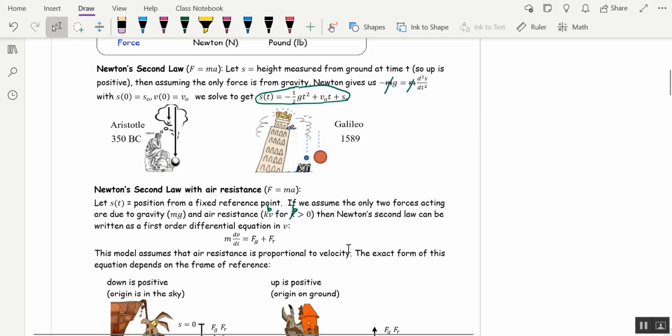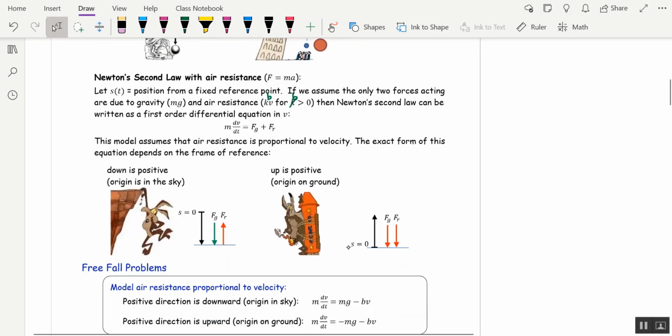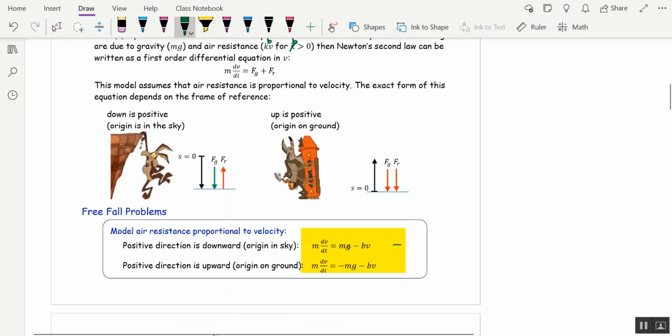So now we've got mass times acceleration is the force due to gravity plus the force due to air resistance. Now this equation is going to take on one of two forms, depending on whether the origin is in the sky or you place the origin on the ground. I'll tell you which equation to use when I want you to use it, so you don't really have to memorize those. I'm going to do an example of each one with you today.